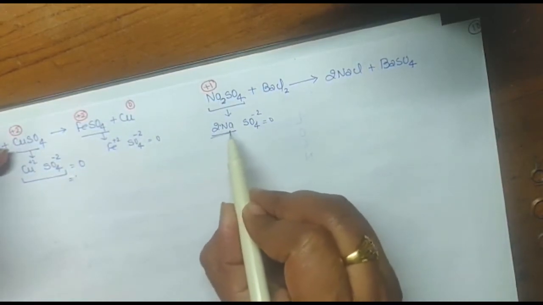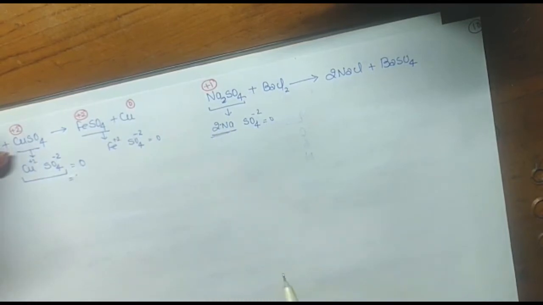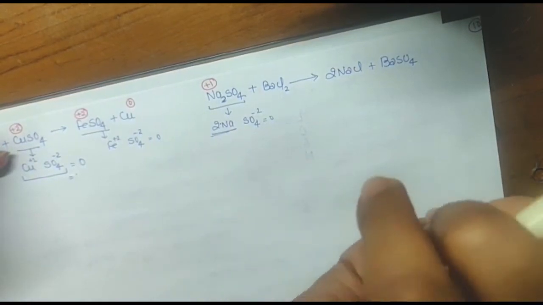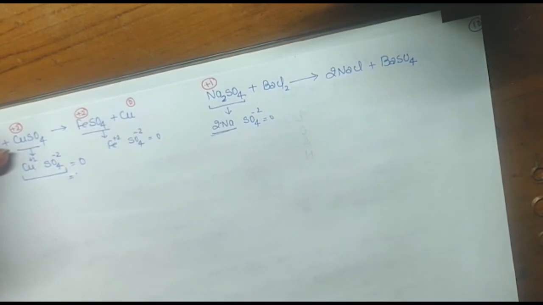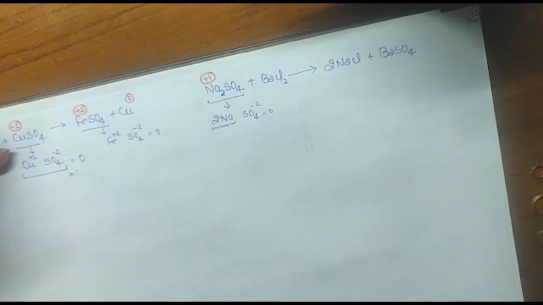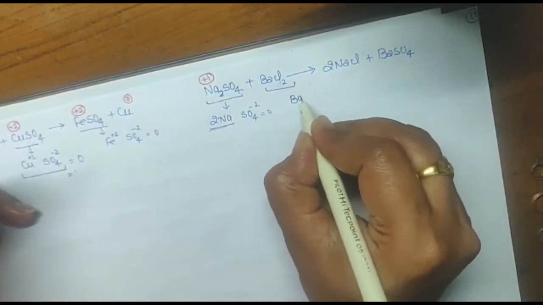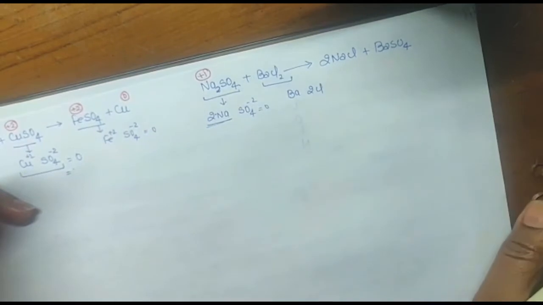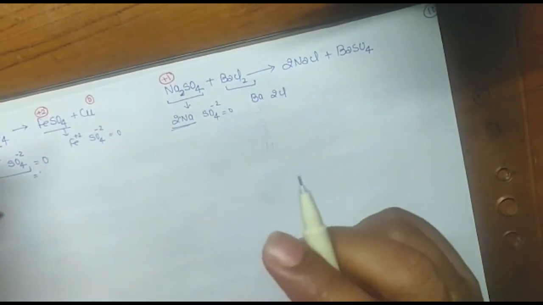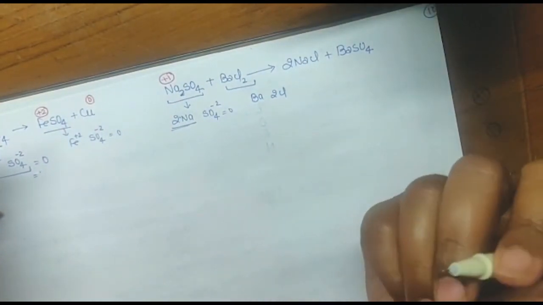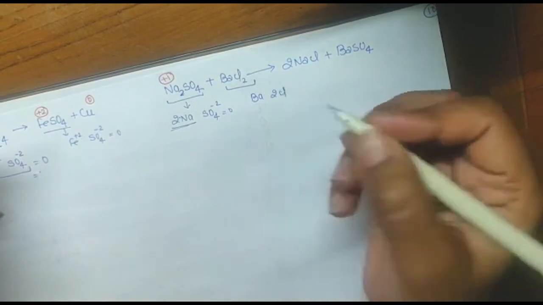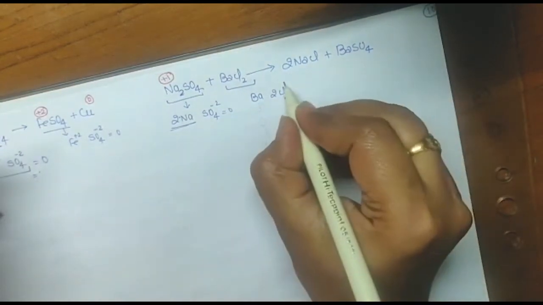SO4 is having -2, and here 2Na. To make it 0, both Na together should have +2 charge, so +2 is on 2 sodium atoms. What will be the charge on one sodium atom? It will be +1, so I have written it over here. Next, this is made up of Ba and 2Cl. What charge does chlorine always have? -1. We have done this in class 9.